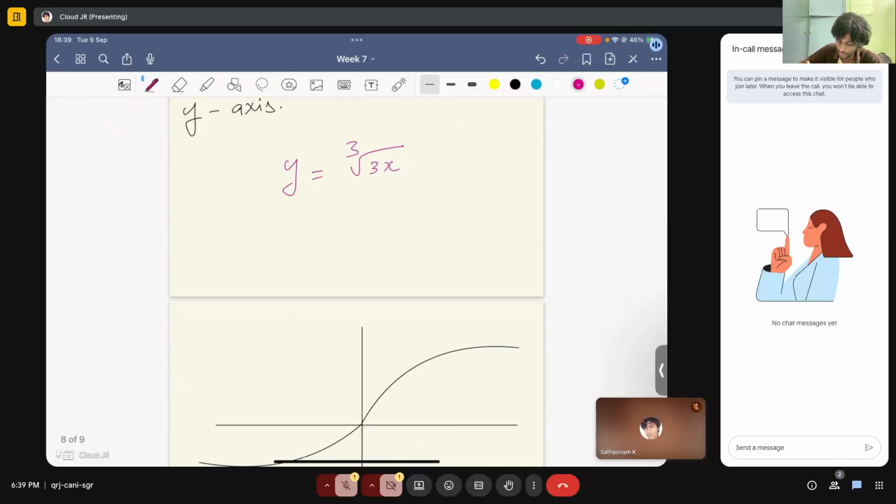But you can see it a little bit differently. What you do is you have a cube root, but you take the cube on both sides. Okay, y cube is equal to 3x. So this implies x equal to 1 by 3 y cube. Okay, so this is your function.